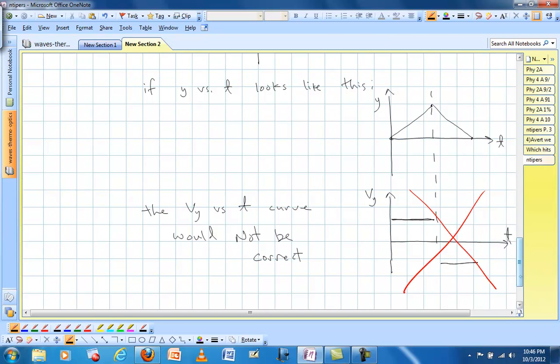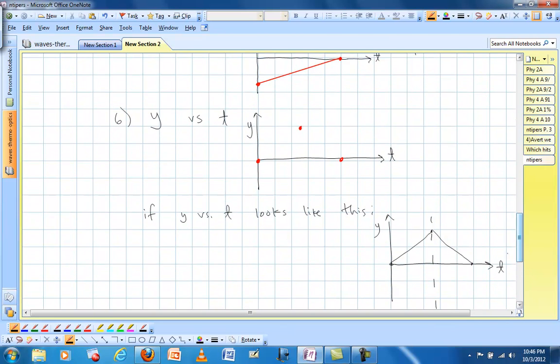So let's go back and fill in what it should look like. It should be a parabola. And that's not listed on page 71.